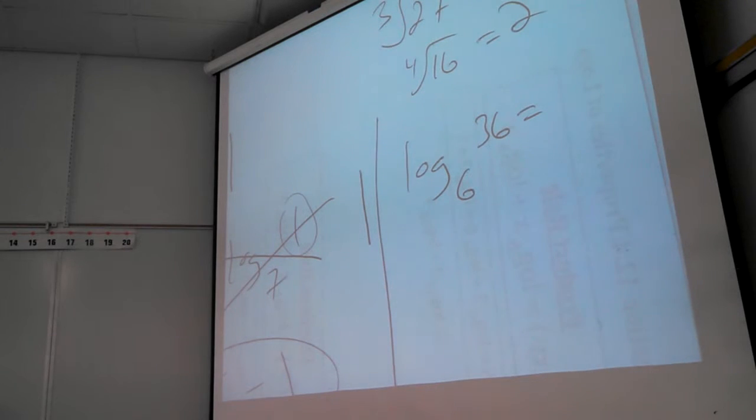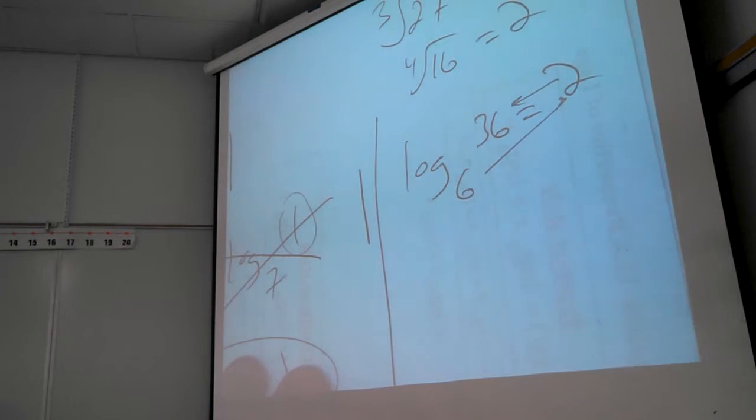So that's why they're two separate functions, but they are very similar, because they're both talking about something to a power, right? Radicals don't know what the base is, so we figure out the base. Logs don't know what the power is, so we've got to figure out what the power is. So what would the answer there be? 2. Yeah, because 6 squared is 36.